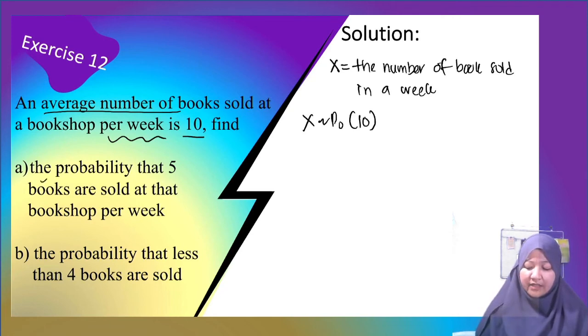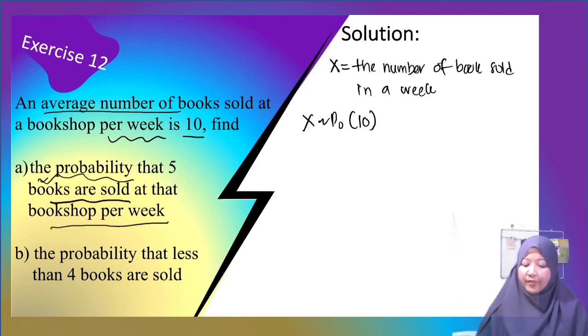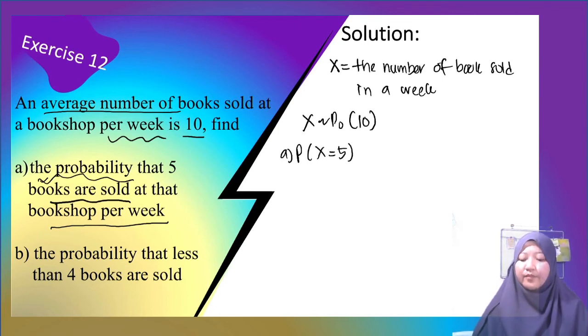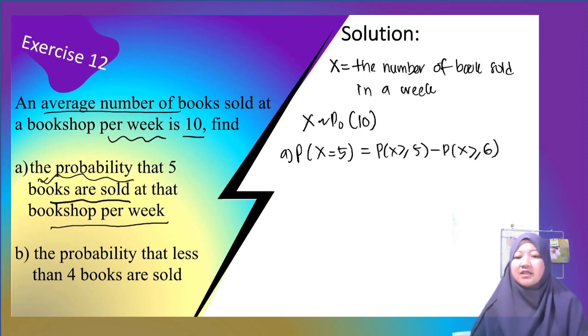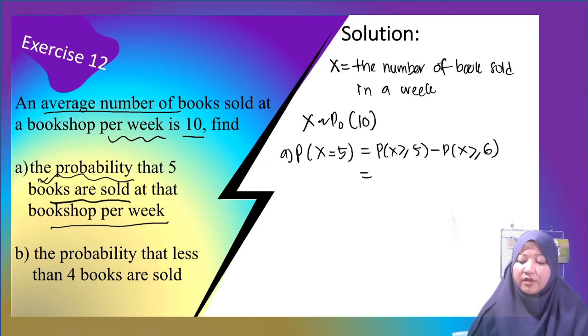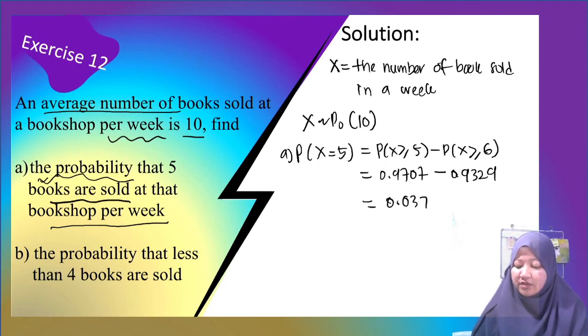The question is find the probability that 5 books are sold at bookshop per week. Find the probability X equal to 5 in a week. Okay, we can use table. Probability X greater than or equal to 5 minus probability X greater than or equal to 6. Use your table. Find the value for probability X greater than or equal to 5 is 0.9707 minus 0.9329. Then we have 0.0378.